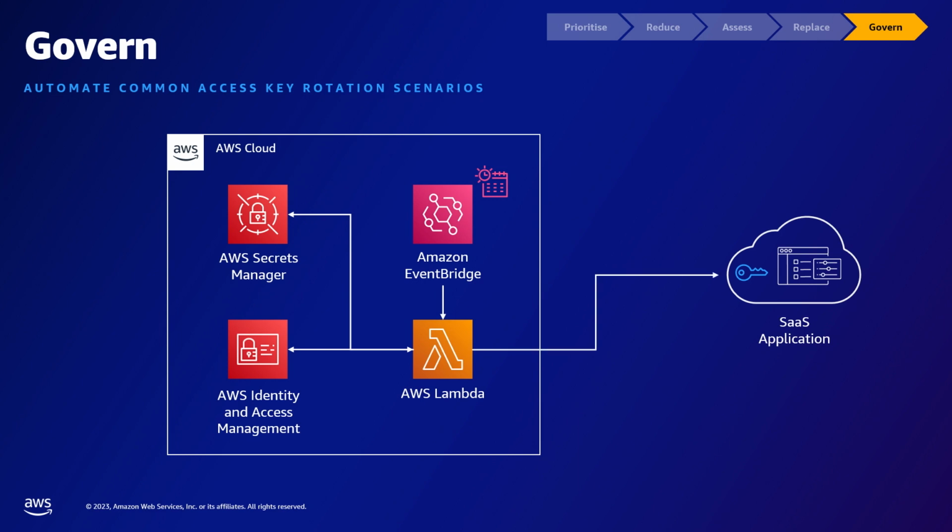We can even go further to configure the Lambda to not only rotate the IAM access key, but the credentials used for the SaaS application itself.